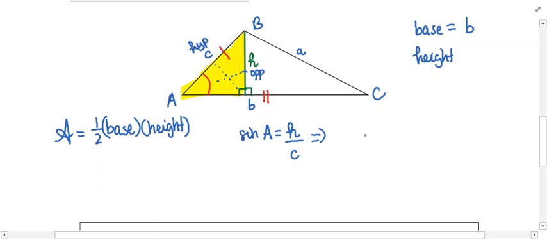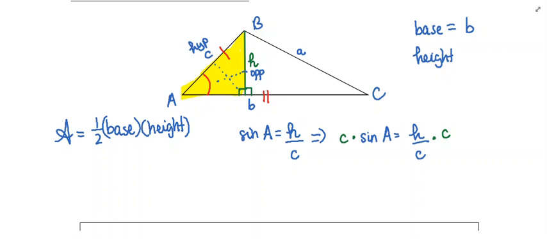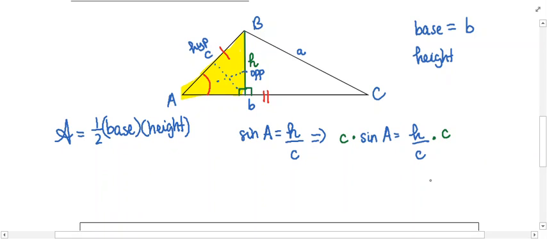Okay, so let me rewrite this. Sine of A is equal to the height over length C here. If I want to solve for h, I can do that by multiplying by C on this side, because I'll have a C in the top and a C in the bottom, and they will cancel. If I multiply by C on the right, I have to do it to the left side. So this is ultimately going to tell me that the height is the same thing as C times the sine of A. Okay, so this is how I'm going to get my height.